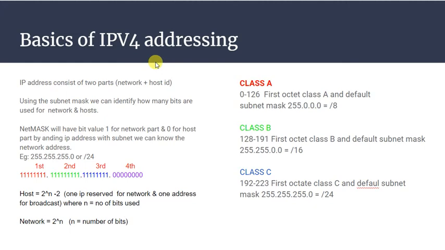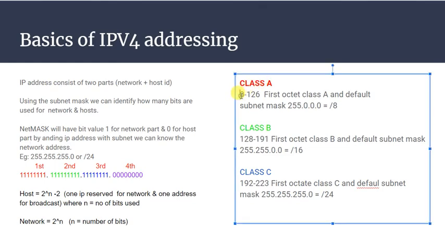I hope you already have an idea about what Class A, Class B, and Class C IP addresses are, because this is the classification, and this comes under classful addressing. When the first octet ranges from 0 to 126, it is called a Class A network, and the default subnet mask for Class A is 255.0.0.0, which is equal to /8. This is a Class A network.